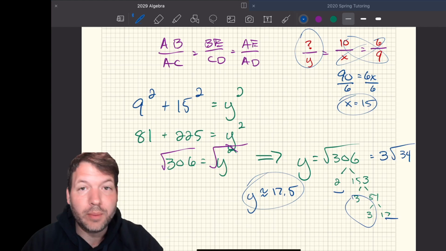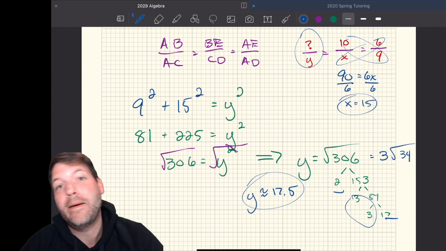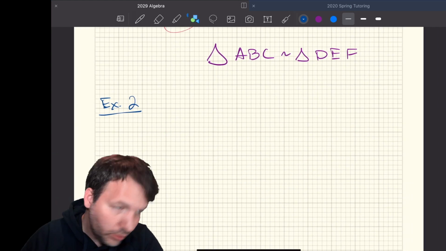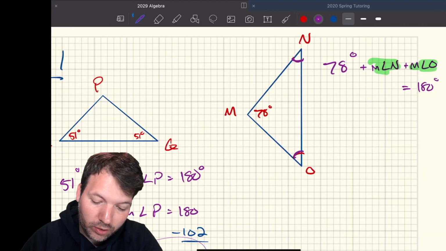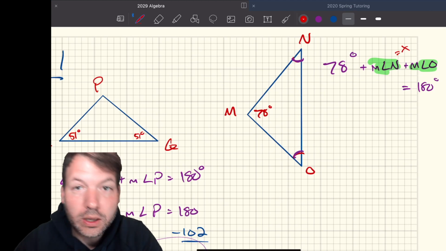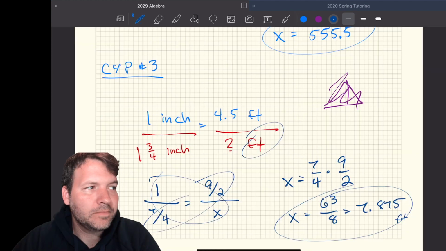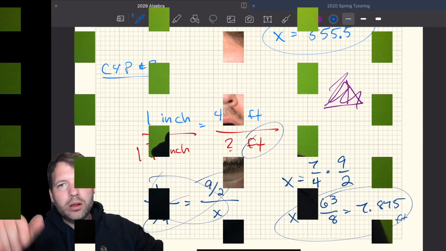Well, that's probably about 17.5. Zoop. And triangle TUV looks something... Nope. Let's call them X, just for fun. A classic. And that's that. That's your lesson. Blah, blah, blah, blah.